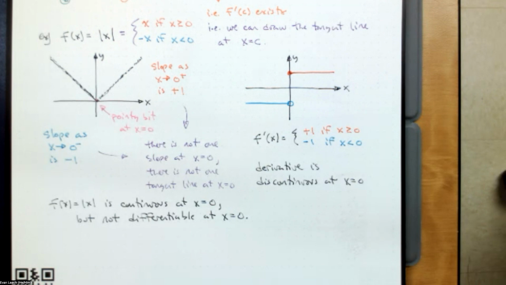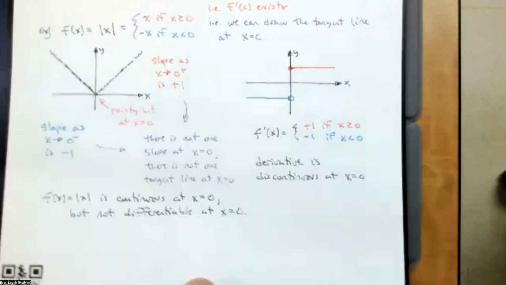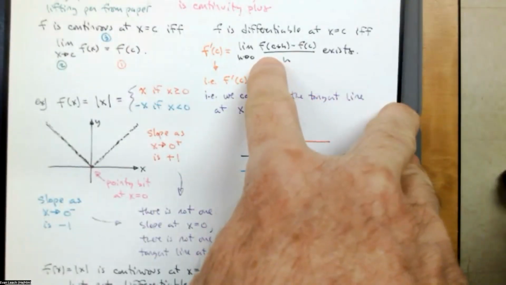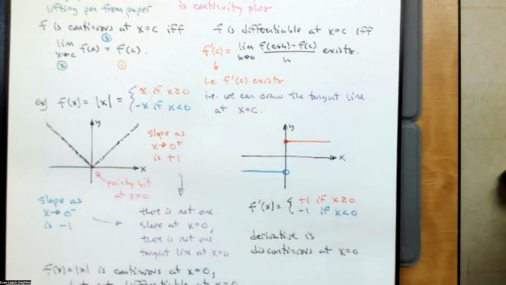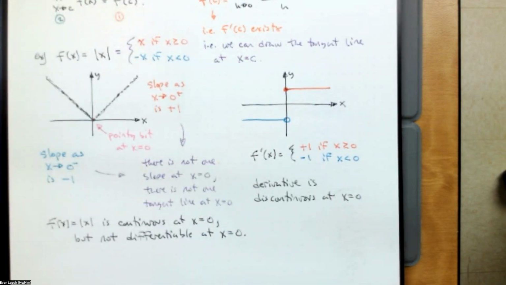So if you really wanted to bring it home, the limit as h goes to 0 from the left of this ratio is -1. The limit as h goes to 0 from the right is +1. Therefore, this limit doesn't exist. Therefore, the function is not differentiable at 0. QED.